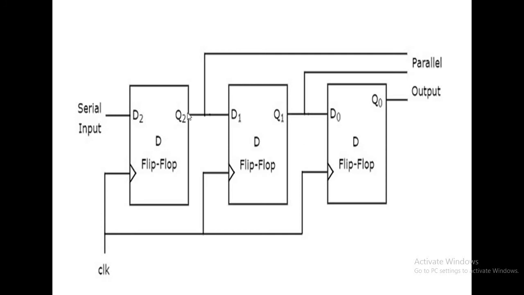Okay, so this is the block diagram of a serial in parallel out shift register. We can give the input D2, and the output is Q2, which is given as D1. The output Q1 is given to D0. The first flip-flop output is given as the input to the second flip-flop, and the second flip-flop output is given to the third flip-flop.